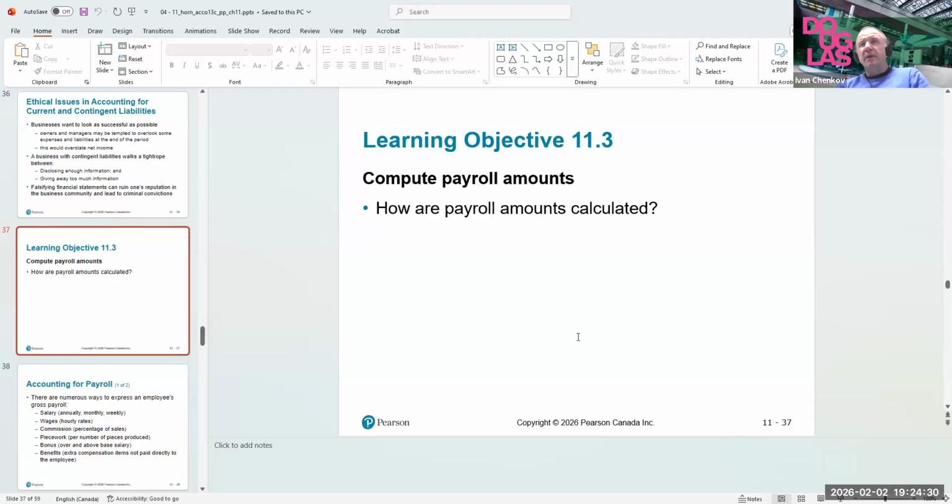Now we're going to move to payroll taxes, but before we start with payroll taxes, I suggest you have a short break and then start with the payroll amount.